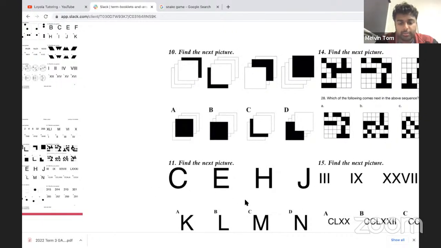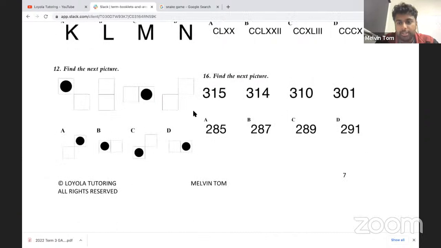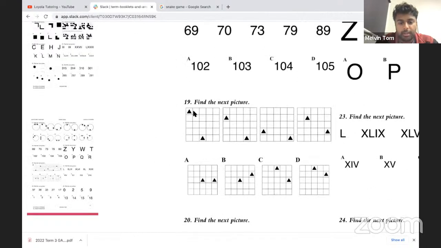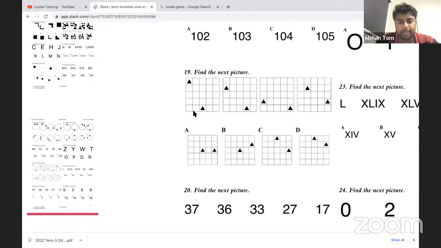Okay, let's take a look at the next few questions. Next question that you guys have. Question number 19. I've been trying to get to 19 for so long now.